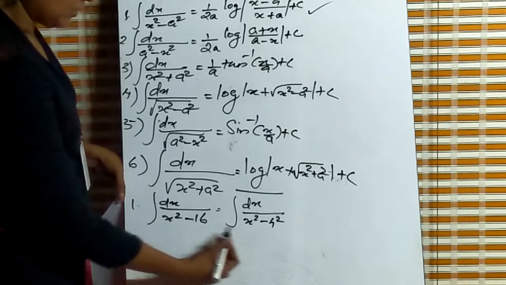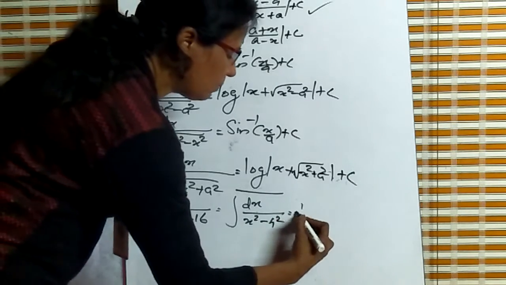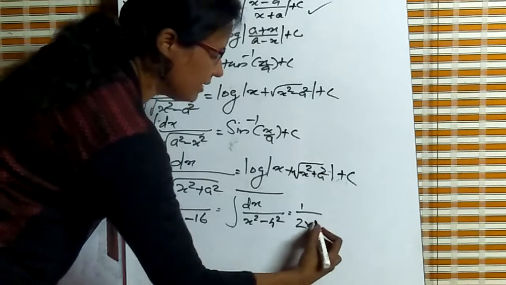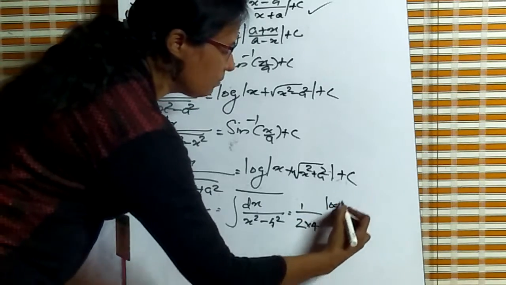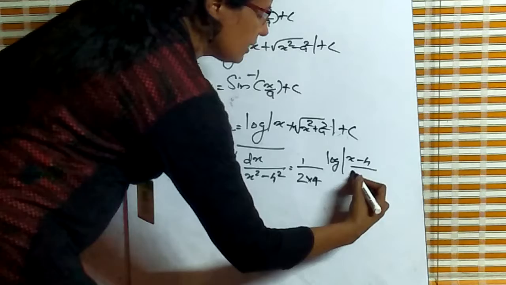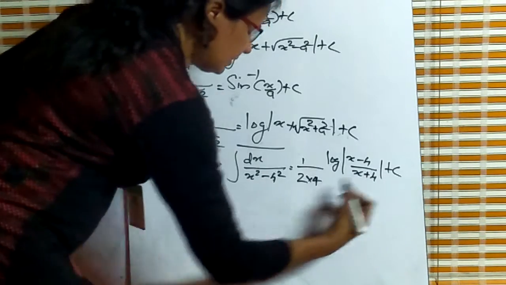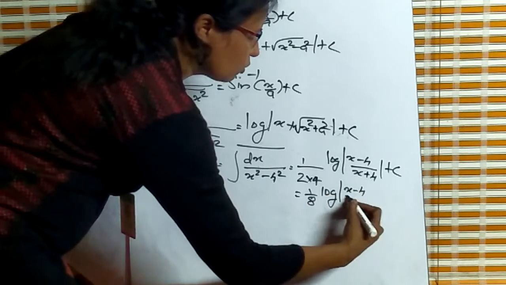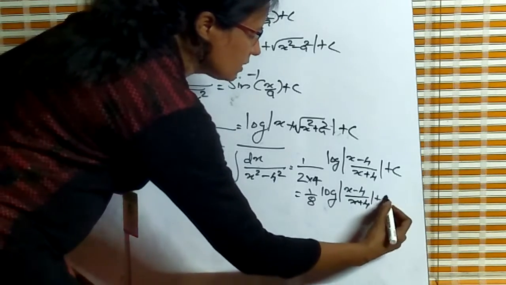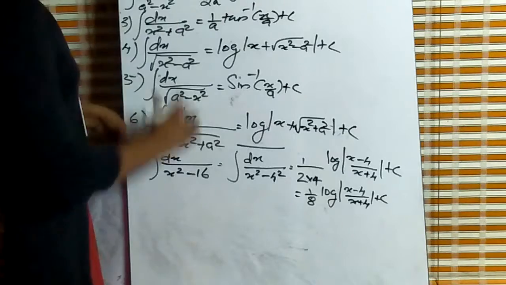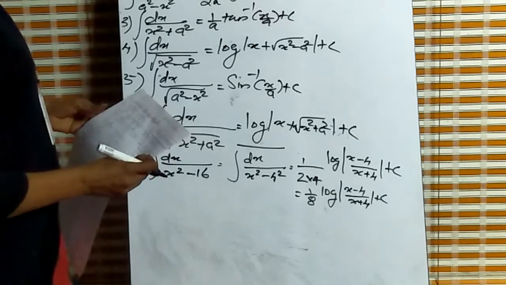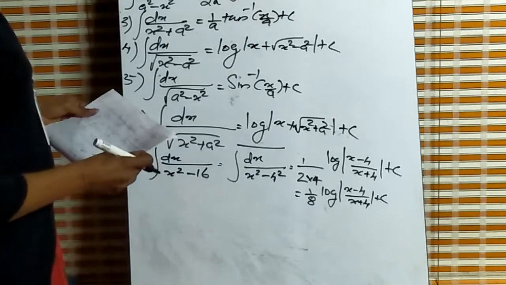In place of x, x. In place of a, here 4. So, 1 by 2a, 2 into what is a? a is 4, into log absolute value of x minus 4 by x plus 4 plus c, which is equal to 1 by 8 into log absolute value of x minus 4 by x plus 4 plus c. We convert the given question into any of these forms, then use that formula. So our answer is 1 by 8 into log absolute value of x minus 4 by x plus 4 plus c.